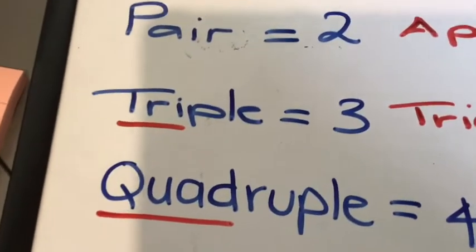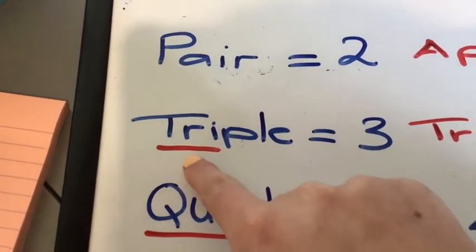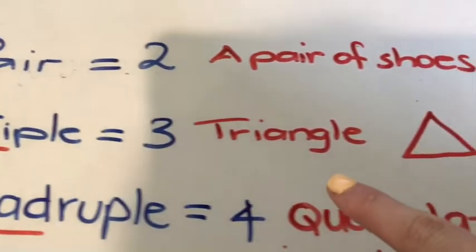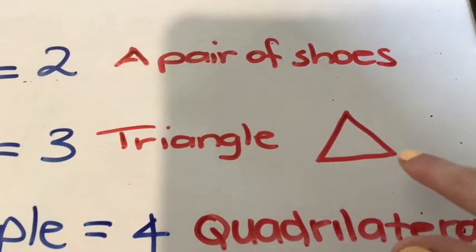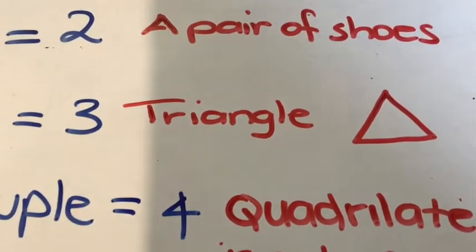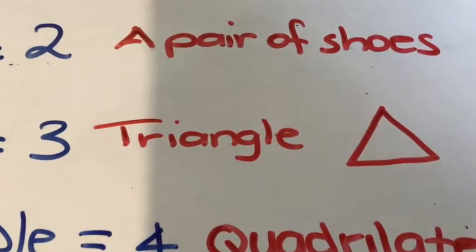Triple. So triple equals 3. So we look at this tri, T-R-I, which means 3. An example of this could be triangle, because a triangle has 3 sides. Another example could be tricycle, because a tricycle has 3 wheels.